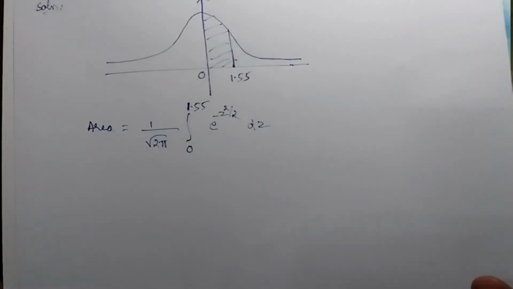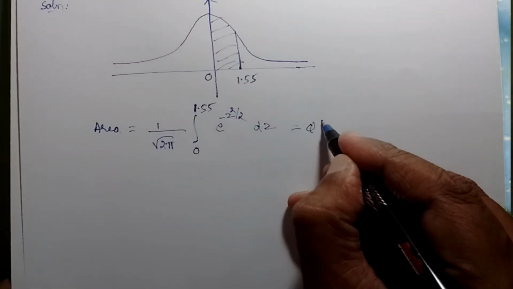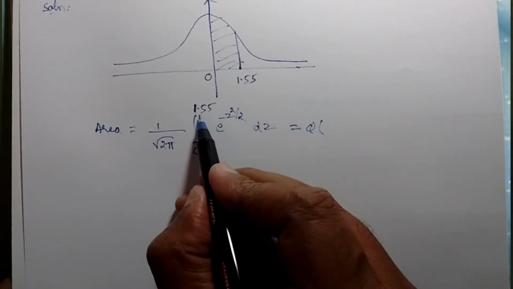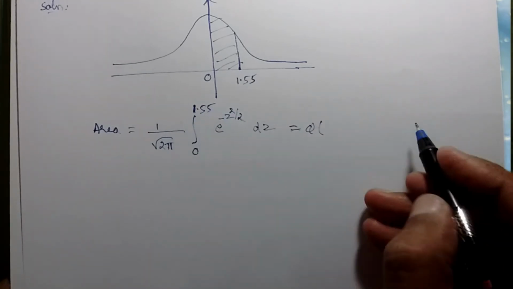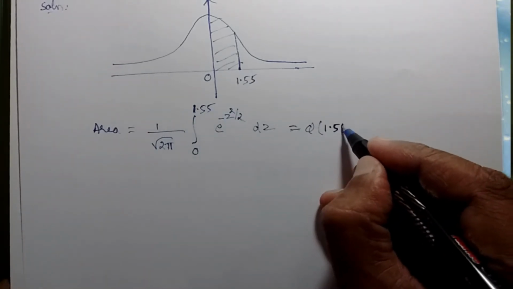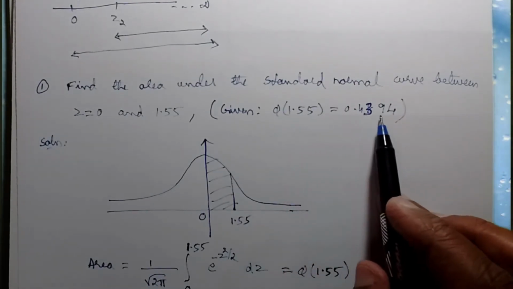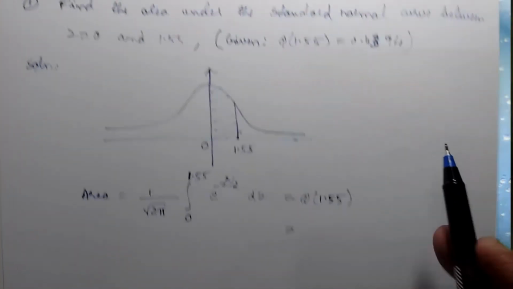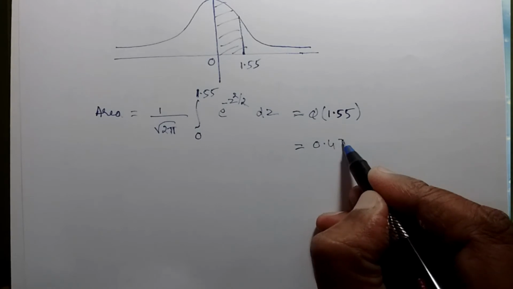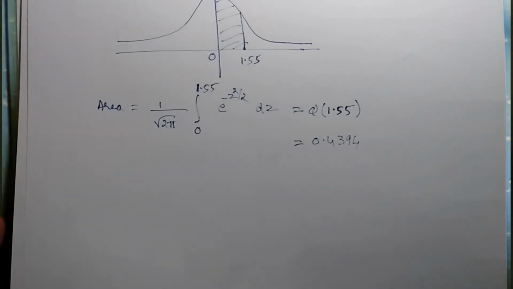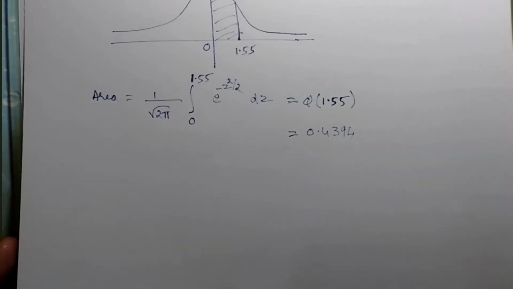So if I write that value as phi of z, in the place of z you have 1.55. So you got phi of 1.55. But what is phi of 1.55 in the given question? 0.4394. So 0.4394, that will be the required solution.